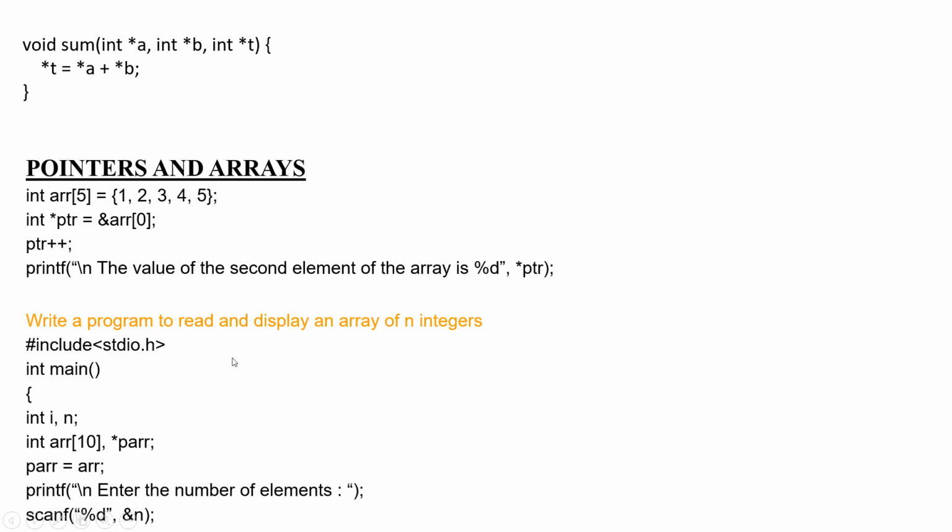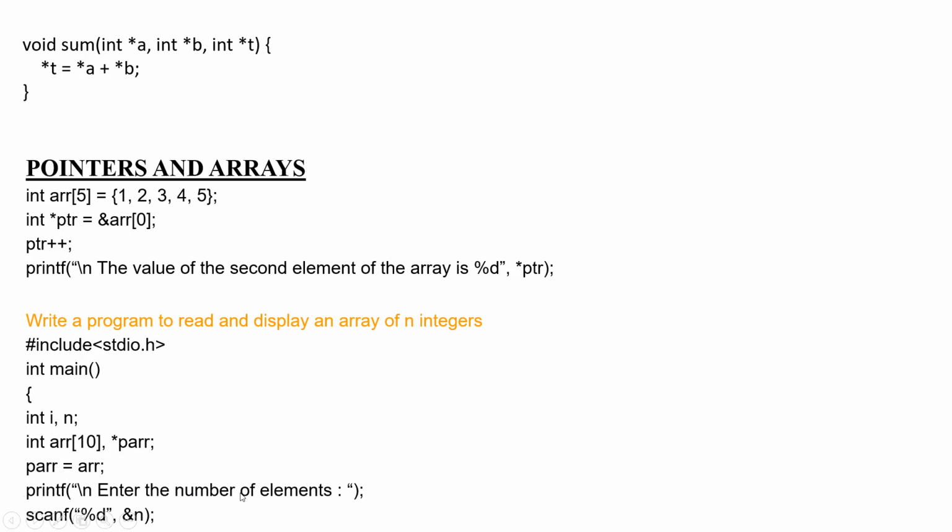Now let's see another program. Write a program to read and display an array of n integers. So here we have int main, and we declare an array of size 10 and a pointer ptr. Ptr is equal to arr, which means it points to the first location of the array.